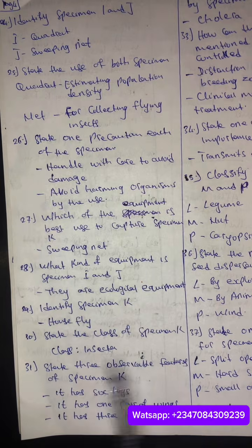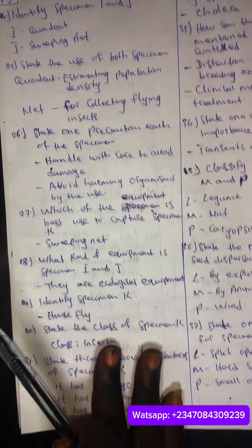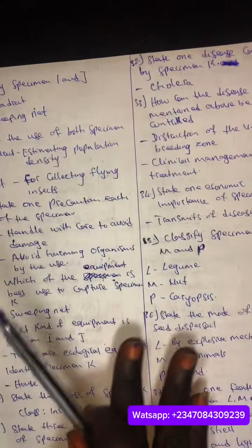State 3 observable features of specimen K. It has 6 legs. Don't say 6 walking legs. Some make that mistake. Just say it has 6 legs. It has 1 pair of wings. It has 3 body segments. Let's look at the next one.